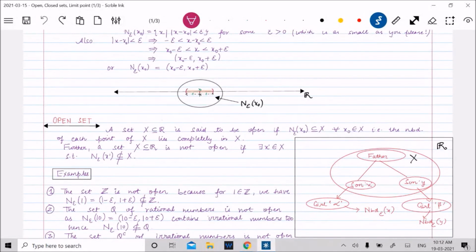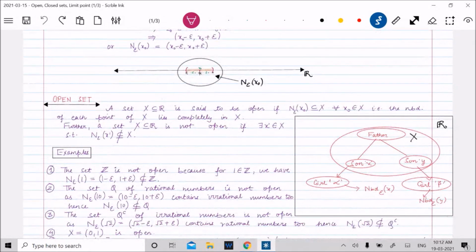that will not be belonging to the set capital Z, right? And for the same reasons, the set Q of rational numbers will not be open, because if you pick any rational number, suppose you pick 10, then the neighborhood of 10, denoted by the open interval 10 minus epsilon to 10 plus epsilon, will contain irrational numbers. And of course, in that case, this neighborhood cannot be a subset of the set of rational numbers.